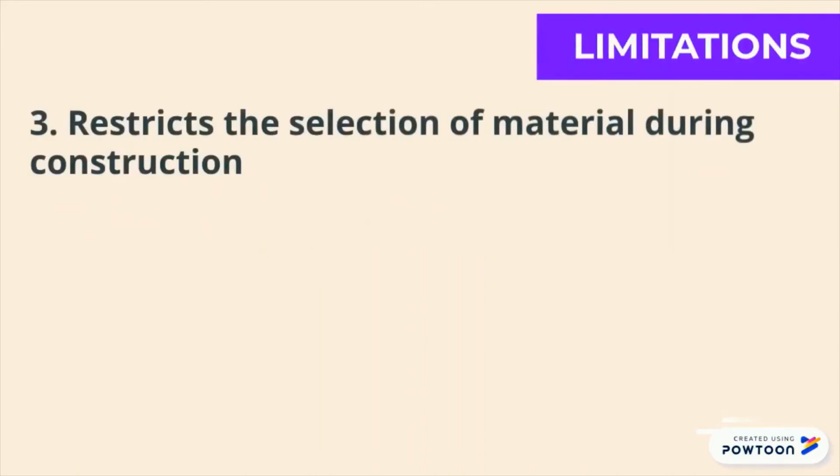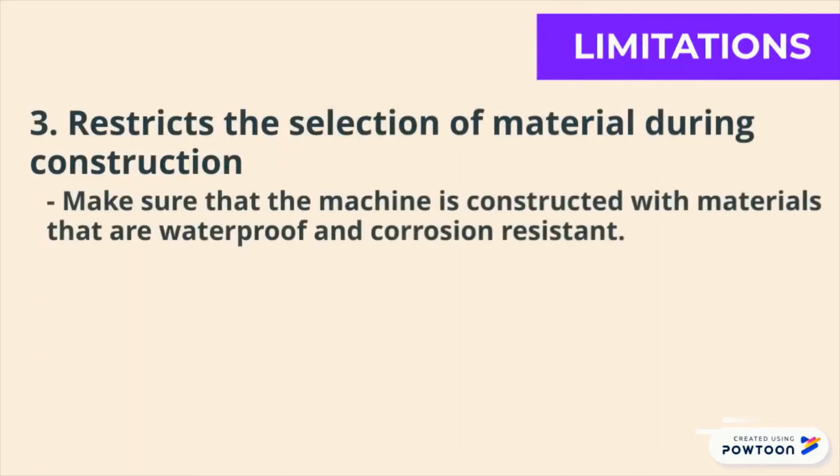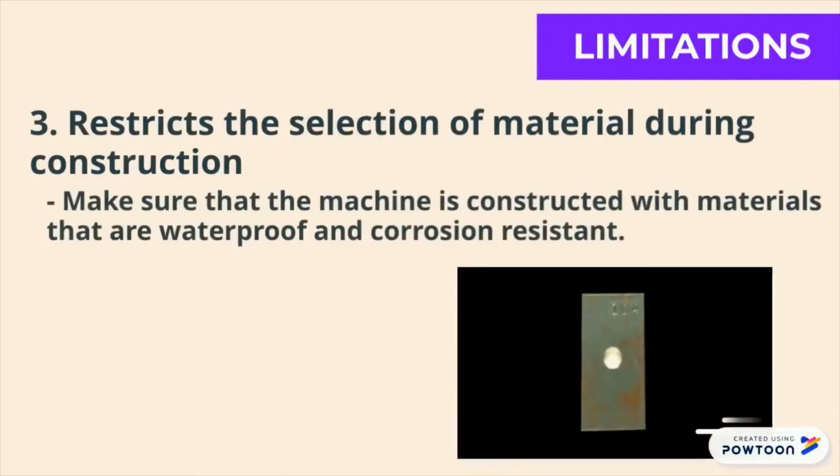The third limitation is the restriction when it comes to selection of material during construction. It is important to make sure that the machine is constructed with materials that are waterproof and corrosion resistant, since the machine often deals with food waste that is wet and humid.